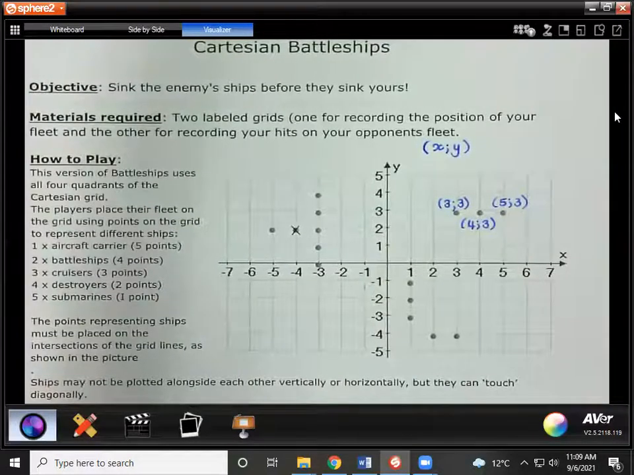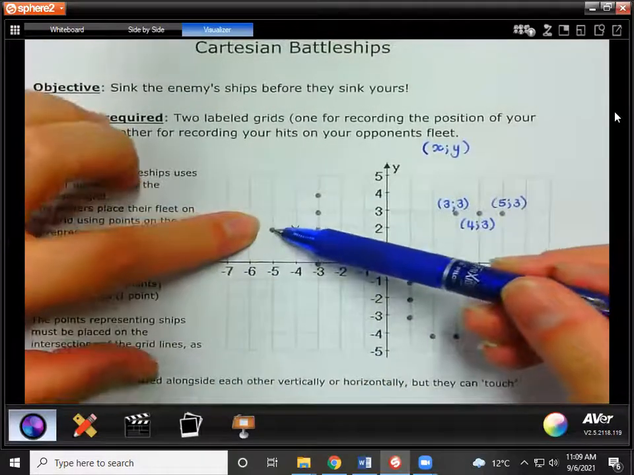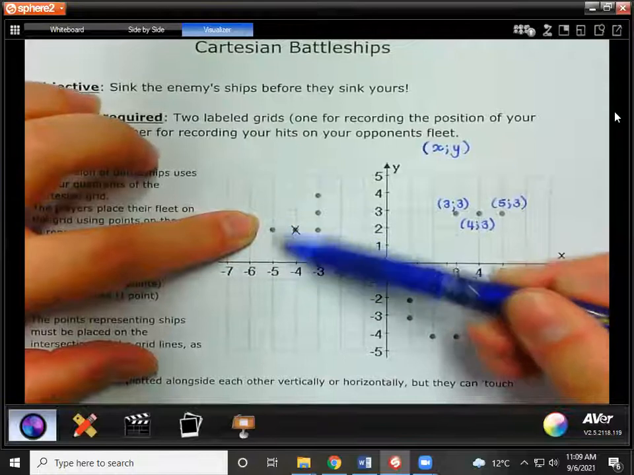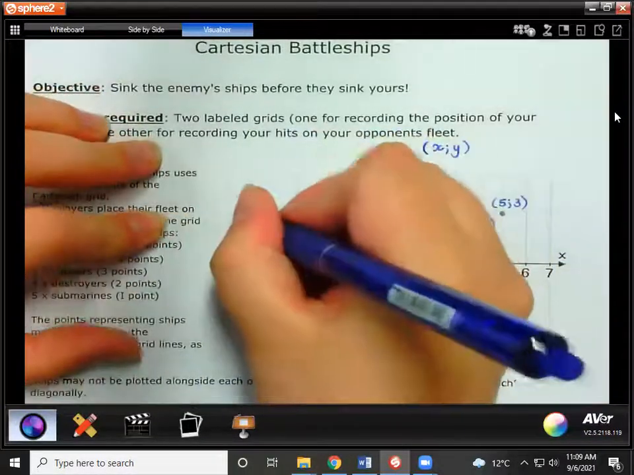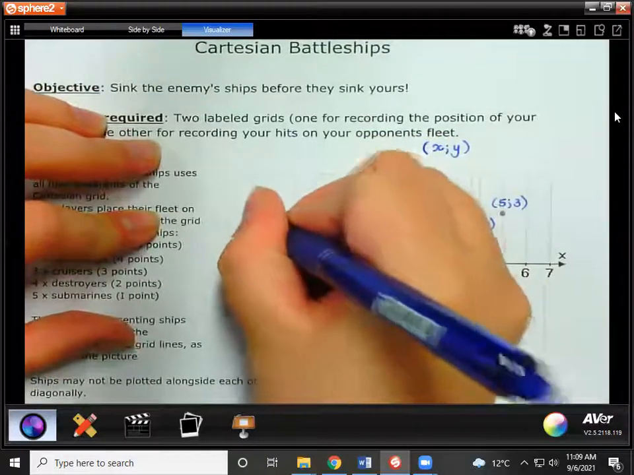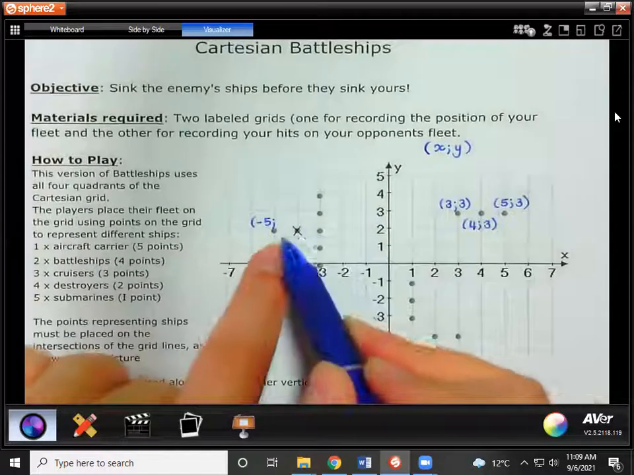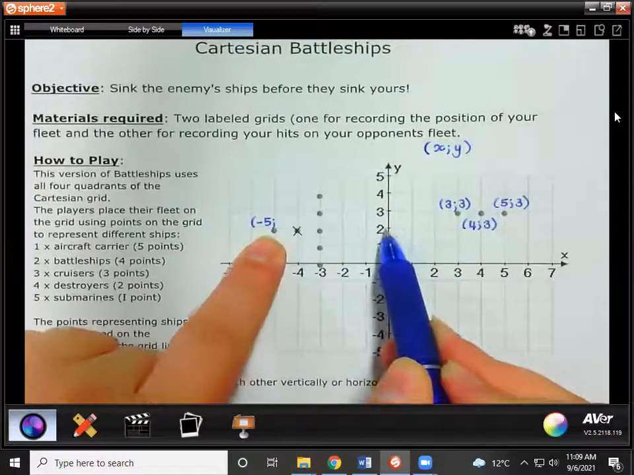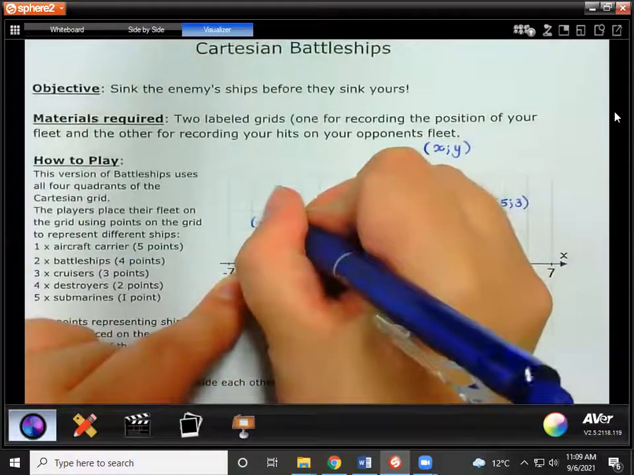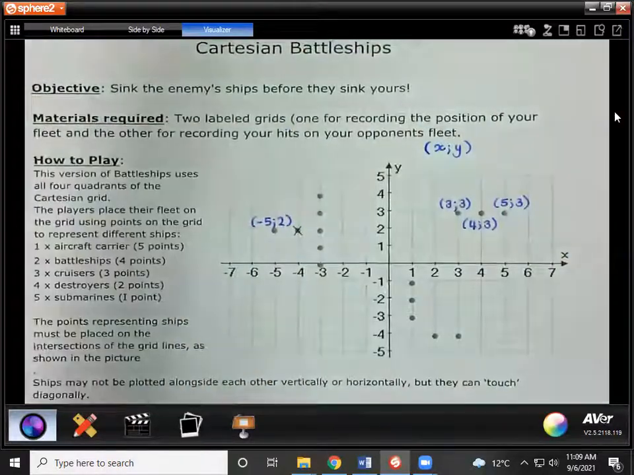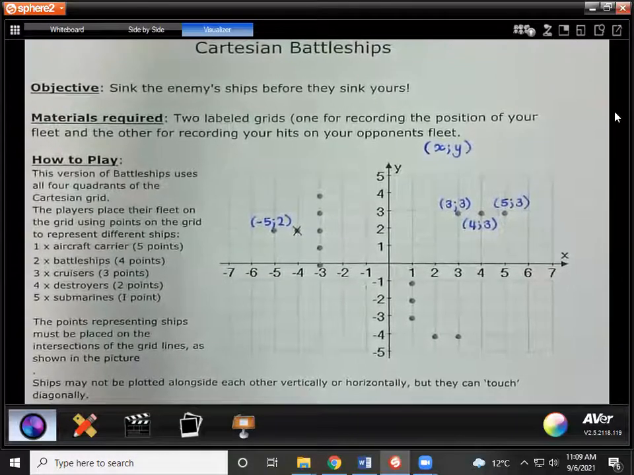You can also get negative coordinates. So if we're looking at that one over there, it's above -5. And -5 is again on the X-axis. So the X coordinate of this point is -5. It is next to 2 on the Y-axis, so the Y value, the Y coordinate, is 2. Okay, does that make sense, guys?